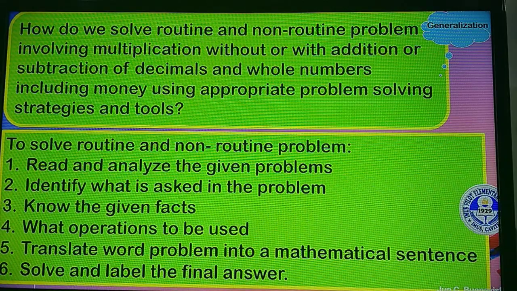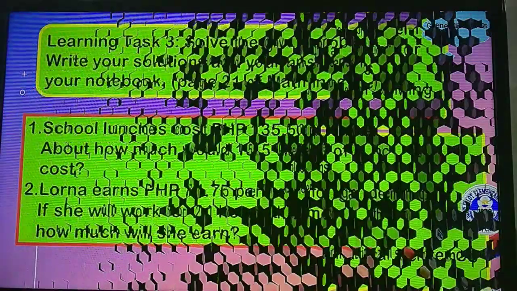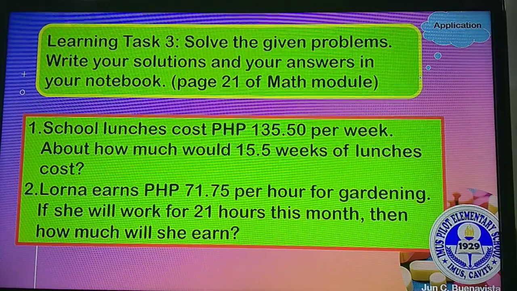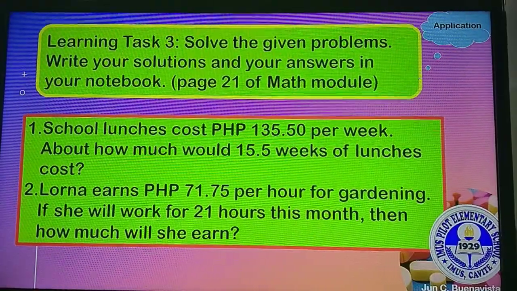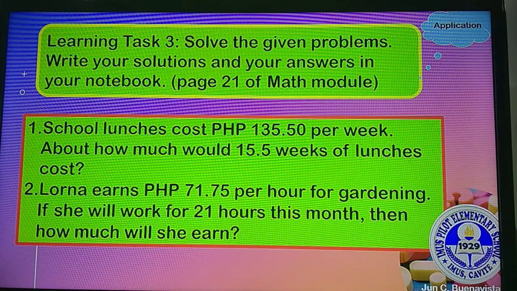Any questions? Okay, there is none. Okay, answer learning task number 3. Solve the given problems. Write your solutions and your answers in your notebook. Page 21 of your math module. But I have already typed it here. So for number 1, school lunch costs 135 pesos and 50 centavos per week. About how much would 15 and 5/10 weeks of lunches cost?